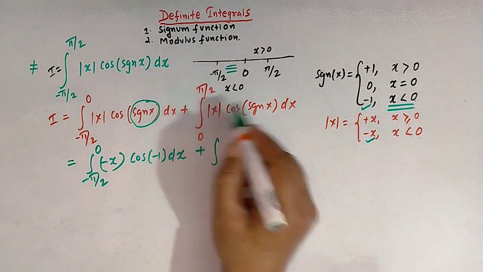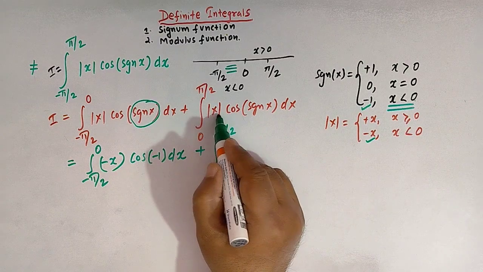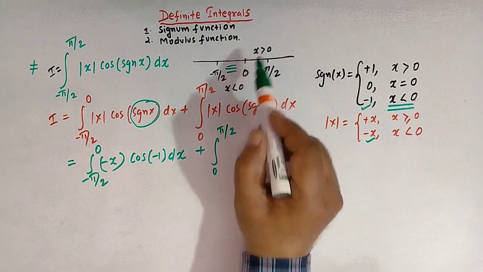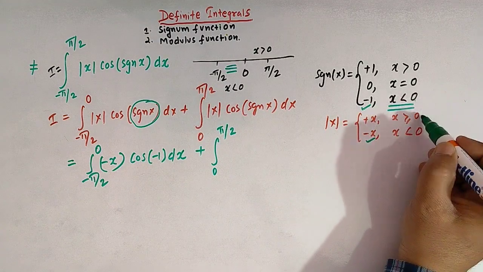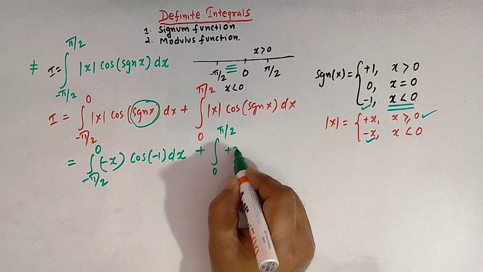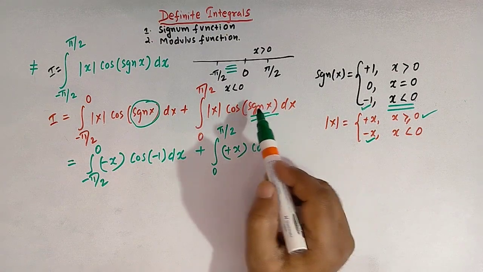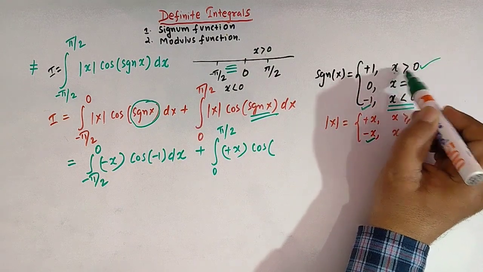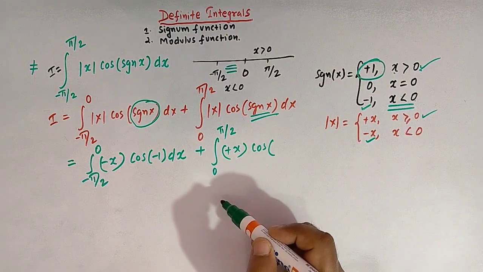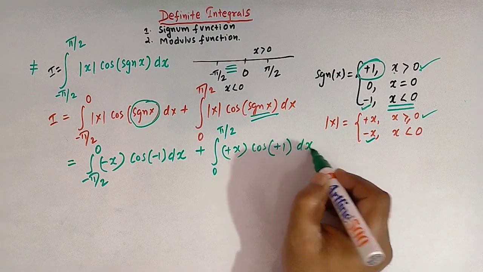And similar is the case with this integral. So we have 0 to pi by 2 mod of x, because x is greater than 0 in this interval. So mod of x is positive x for all x greater than 0. So here we have mod x and cos of signum of x. Now see, here x is greater than 0, so signum of x is positive 1, right? So here we'll have cos of plus 1 dx.